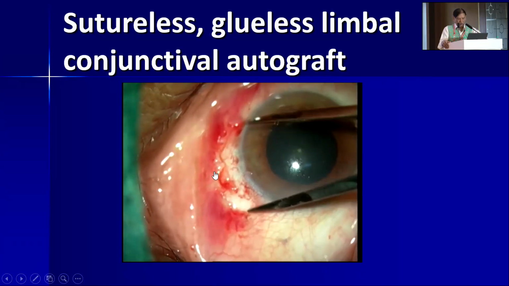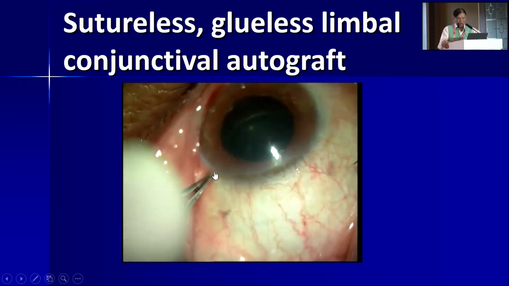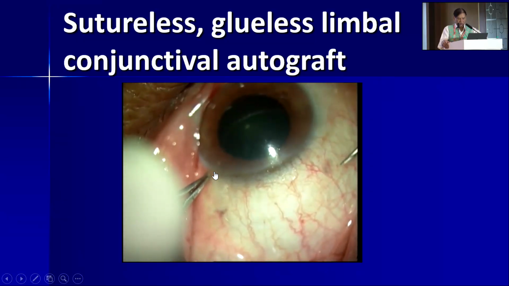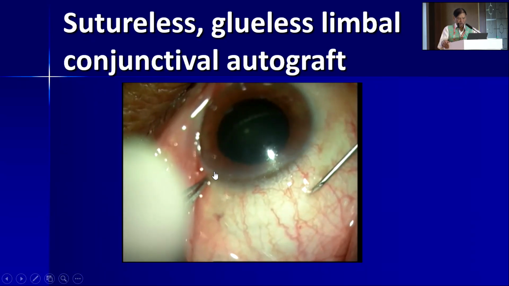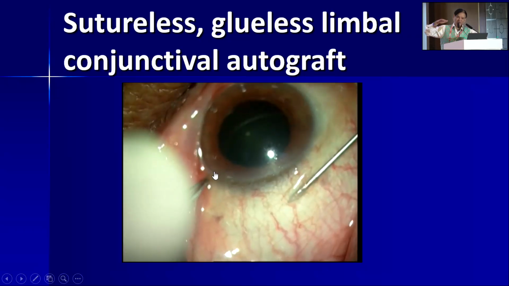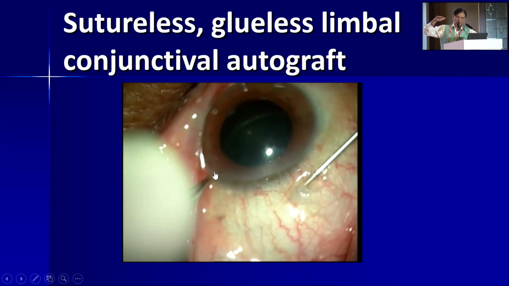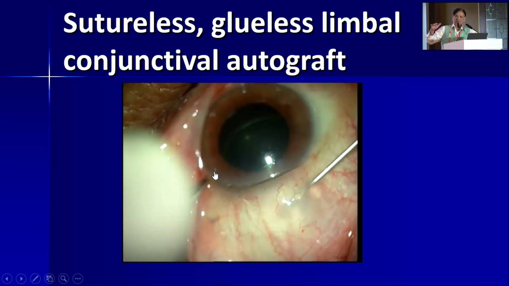See now, measure its vertical length and measure its horizontal length, and then inject subconjunctival lignocaine, maybe 1%, 2% with adrenaline, so that there is minimum bleeding, and make the graft so thin that virtually only epithelium is lifted up, not the full thickness conjunctiva. So the thinner the graft, the better the result.